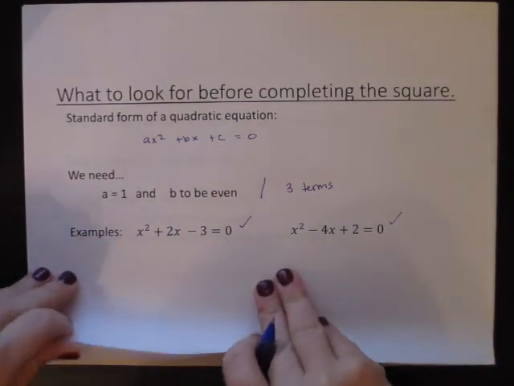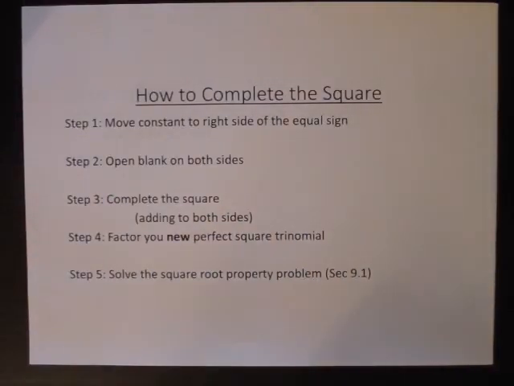Okay, so how to complete the square. First thing you do is you move the constant to the right side of the equal sign. Second thing you do is open blank on both sides. Third thing you do is you complete the square, so you add on both sides. Fourth thing you do is you factor the new perfect square trinomial, and then you solve using the square root property, so what we did in 9.1.